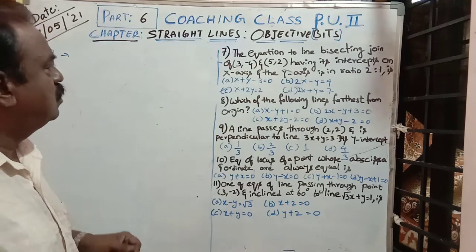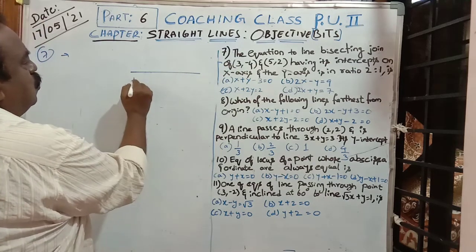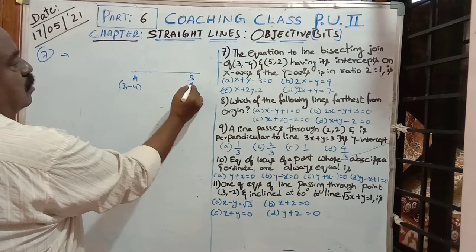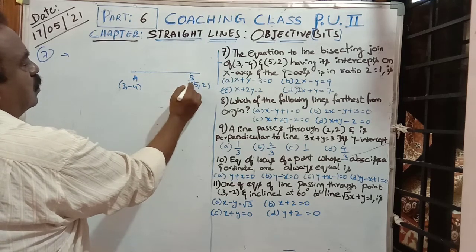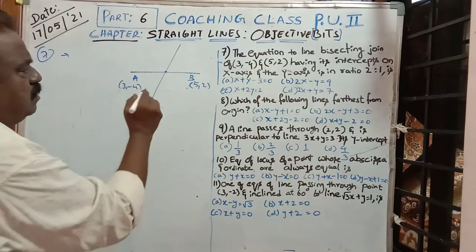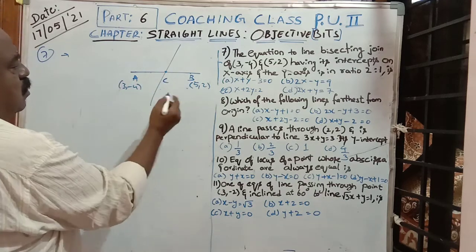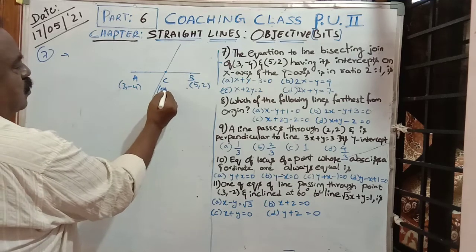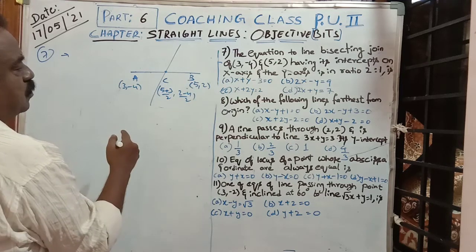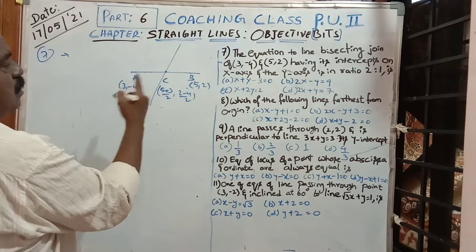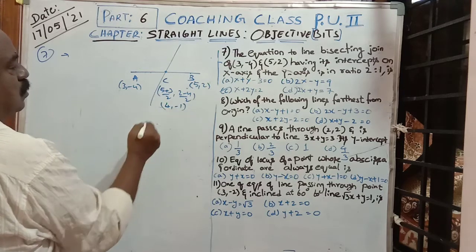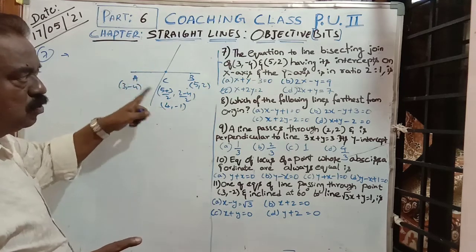The required line is, these are the 2 points A, B. One is (3, -4), another one is (5, 2). It bisects, means like this. It is not a perpendicular bisecting, simply bisecting. It is passing through the midpoint. What is the midpoint? (5 plus 3) by 2, (2 minus 4) by 2. Is it clear? (x2 plus x1) by 2, (y2 plus y1) by 2. It is (4, -1). So the point C is (4, -1), it is passing through that one.